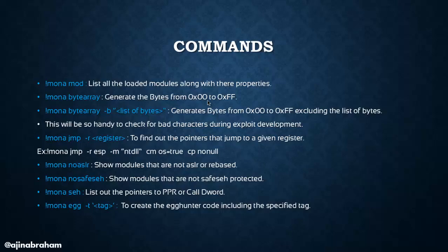What we usually do is we will create a pattern from 00 to FF, which contains the whole set of characters in between them. So we will try to add this into the buffer, and we will check whether there is any abnormality with any character. If there is any abnormality, then that means that it acts as a bad character. So you can create the bytes from 00 to FF using this command.